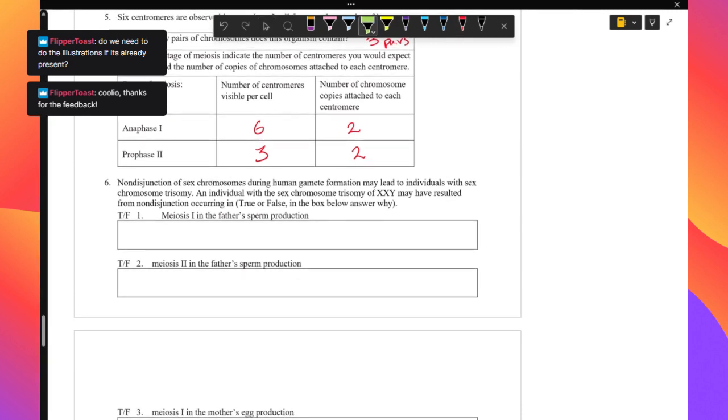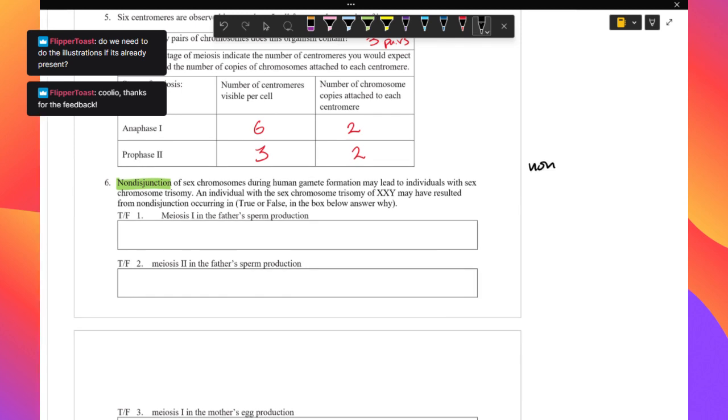All right, so non-disjunction. I'm going to highlight this in green just because it's a new word. Non-disjunction, the prefix non meaning not, disjunction, coming apart or separating. Non-disjunction of sex chromosomes during human gamete formation may lead to individuals with sex chromosome trisomy, trisomy having 3 chromosomes. An individual with the sex chromosome trisomy of XXY may have resulted from non-disjunction occurring in, now this is a prompt here, true or false.